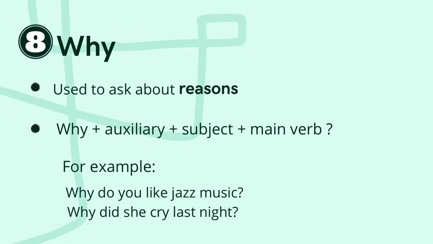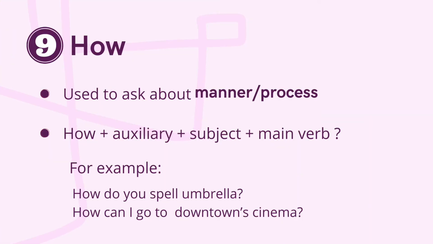And the next word is why. We use it when we want to ask about different reasons. The question has the exact form that we just learned. For an example, we can say, why do you like jazz music? Or why did she cry last night? And the last one is how. We use it when we want to talk about different processes or a manner. For an example, how do you spell umbrella? Or how can I go to downtown cinema?